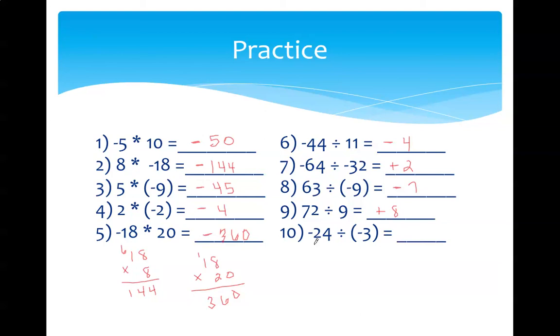Number 10, a negative 24 divided by a negative 3 is going to give me a positive answer. 24 divided by 3 is 8. So remember, it is very, very important that we do not forget our signs. I think it's easier to go ahead and put what sign it's going to be and then actually do the multiplication or the division.